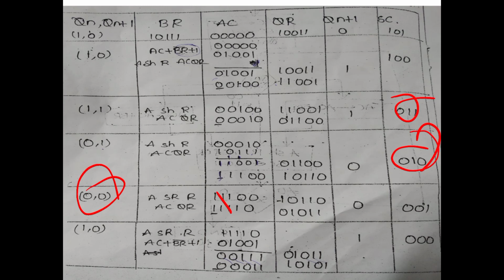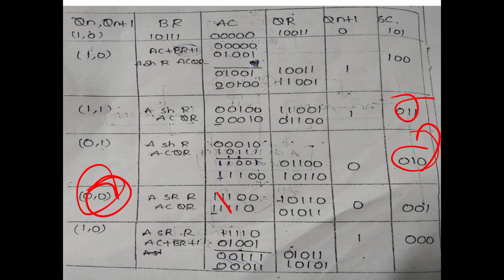Okay, according to the flow chart, what is the QN plus 1? That is 0, right? So if it is 0 0, then we perform the arithmetic shift right operation for AC and QR. What is the AC value? 11100, and what is the QR value? 10110. We perform the arithmetic shift right operation for this.